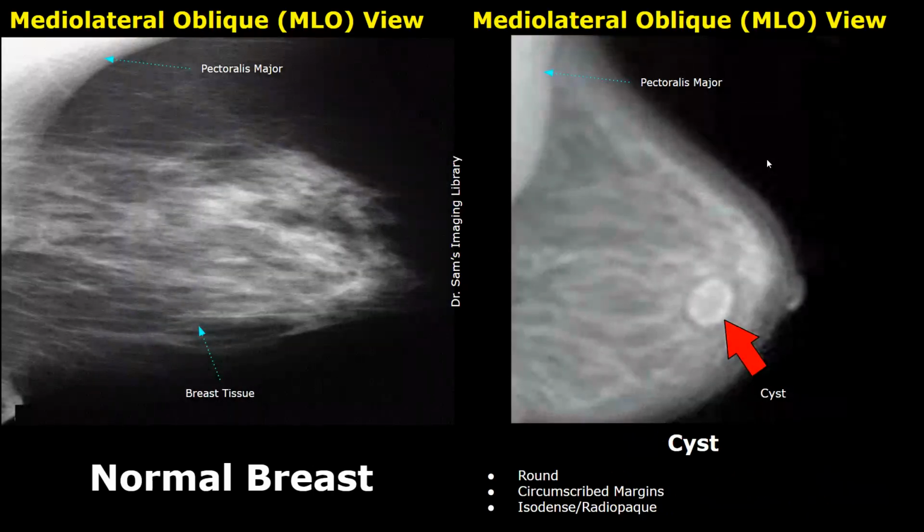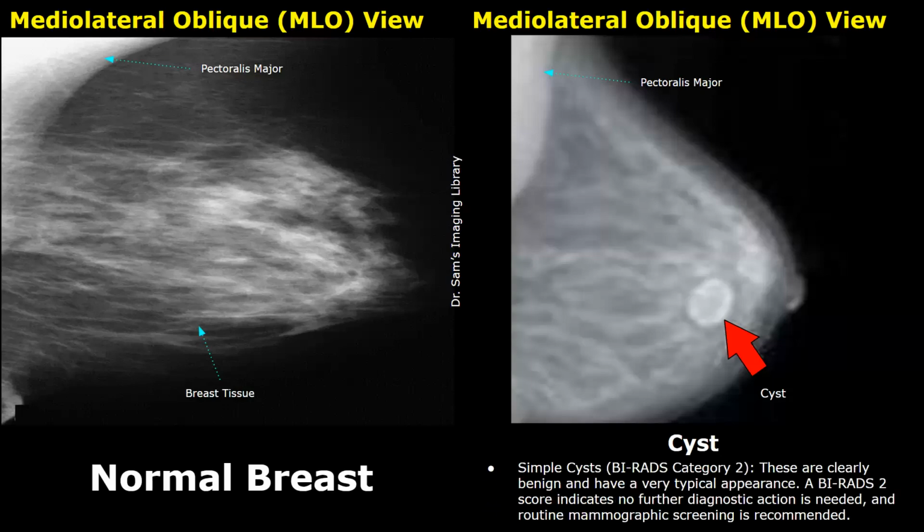Breast cysts are very common. A cyst usually appears as a round circumscribed structure which is usually isodense, or it may be brighter, that is radio-opaque, on mammography. A simple cyst is given a score of BI-RADS 2. Just routine mammographic screening is recommended.